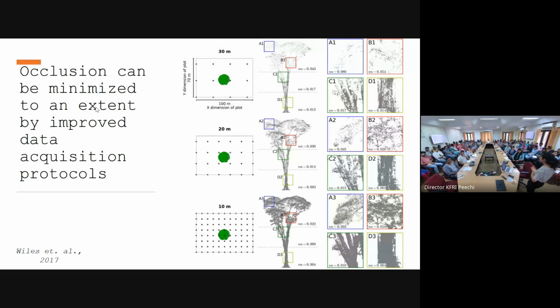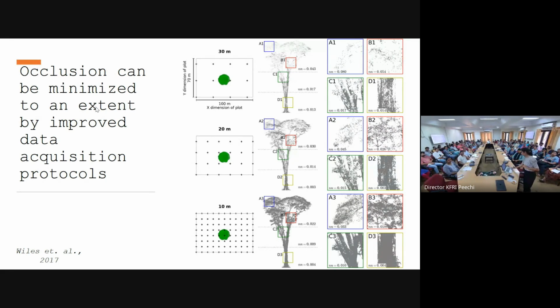This is exactly what people do when they're measuring height in the field. If you just constantly look one way, you're probably not going to hit the top of the tree. But if you keep moving around the tree, you will always have a spot where you get the best view of the top of the tree. And that's exactly what you do with the LiDAR. You have to collect from as many viewpoints as possible, and you can minimize the occlusion by improving your data acquisition protocols.